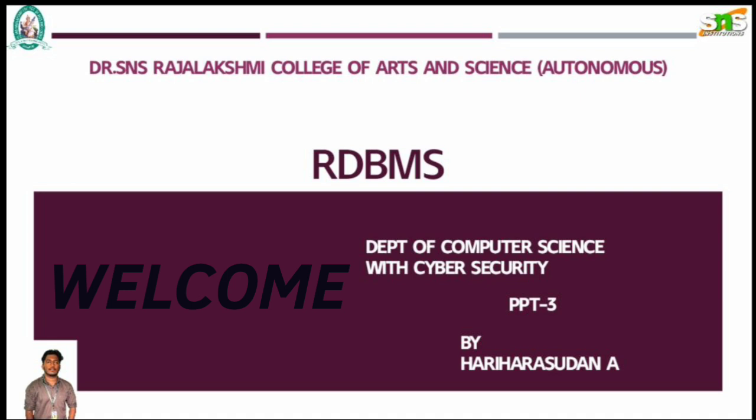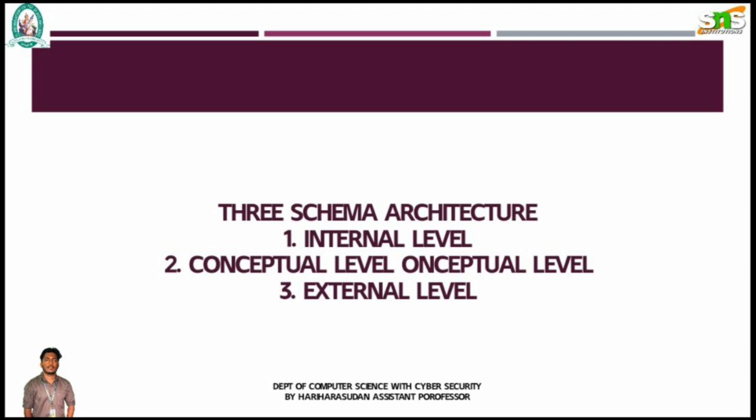Previously, we've seen the 3-schema architecture. Let's continue this. In the 3-schema architecture, it starts with the internal level, conceptual level, and then the third one is the external level. First, the internal level. The internal level has an internal schema which describes the specific physical storage structure of a database.